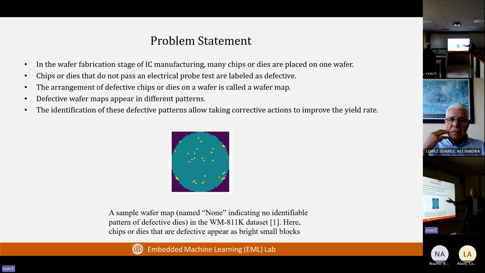Now, there are different types of defective patterns that may occur. And these need to be identified quickly to see what the problem is in the production line. What is shown here is a wafer map called none, which has no defect. This one passes the vision processing system.